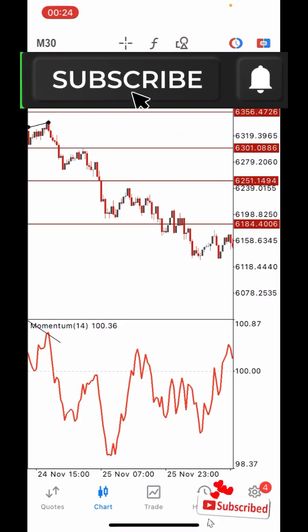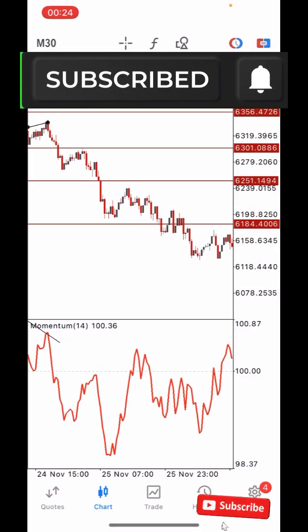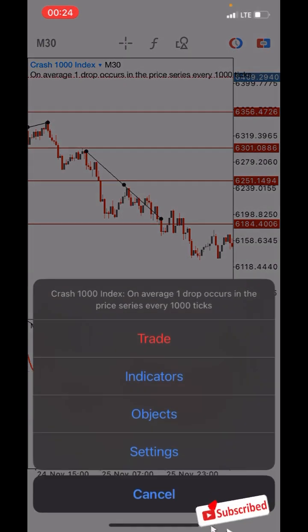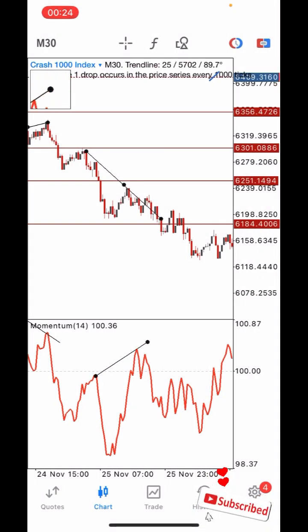I'm so excited about this. I just want to show you guys a lot of things that you never knew. Look, from here to here, price was going down, right? But traders, look here. From here to here, price was going bullish.